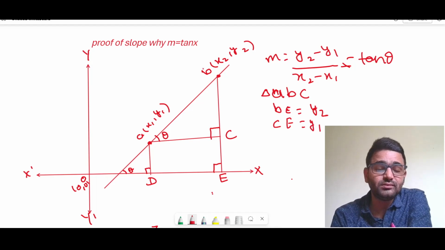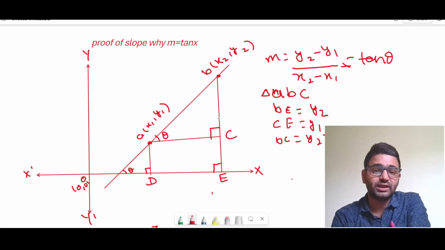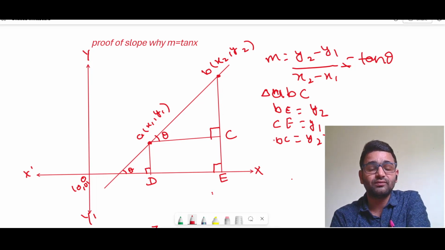Now if I have to find BC, what do I have to do? Can I write BC equals y2 minus y1? See, this is our BC. This distance BE is y2 and CE is y1. So BC will be y2 minus y1.